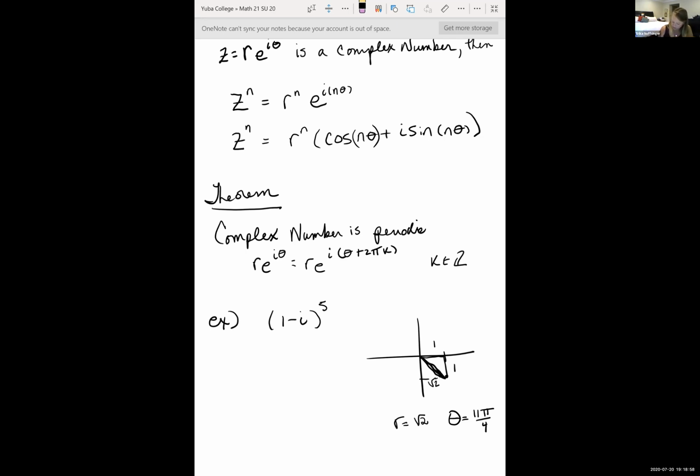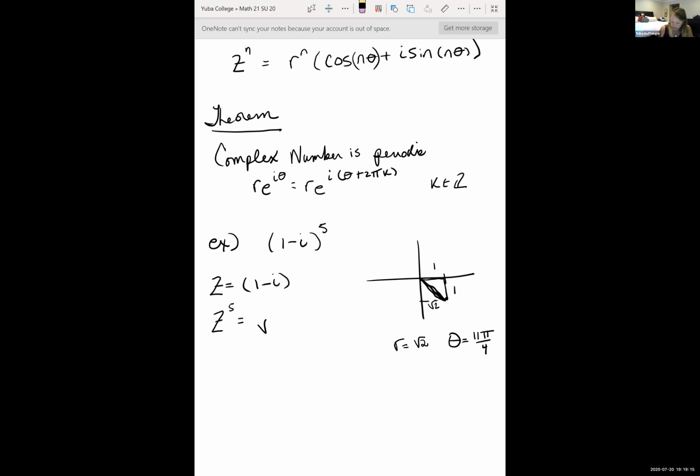And so if z is equal to 1 minus i, then z to the 5th is equal to square root of 2 raised to the 5th power, r to the 5th, e to the i, and n times our theta value, what power we're doing is 5 times 11 pi fourths. This is where I don't know how much they want you to pull out, because really the square root of 2 raised to the 5th power, there's things that we can pull out of that radical. This is the root 2 raised to the 5th, e to the i times 55 pi all over 4.